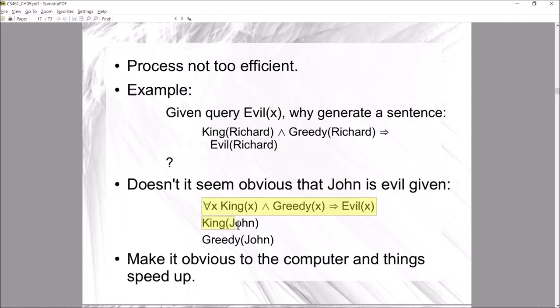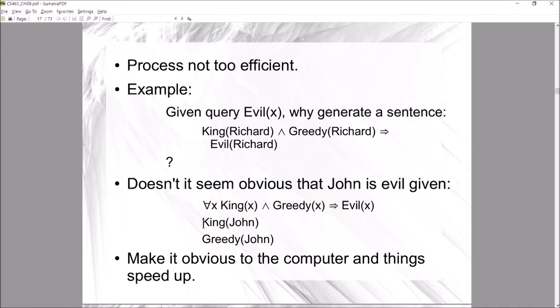If you take a look at the knowledge base here, these three sentences that make up this knowledge base, we're given that John is a king, and we're given that John is greedy. And we have this rule, an implication that says anybody who's a king and greedy is evil. Here's our premise: if you're a king and greedy, we can infer the conclusion that you're evil. We're given the sentence King(John) and the sentence Greedy(John).